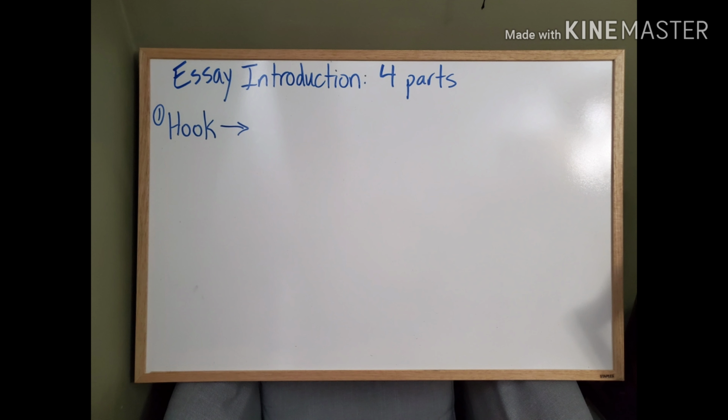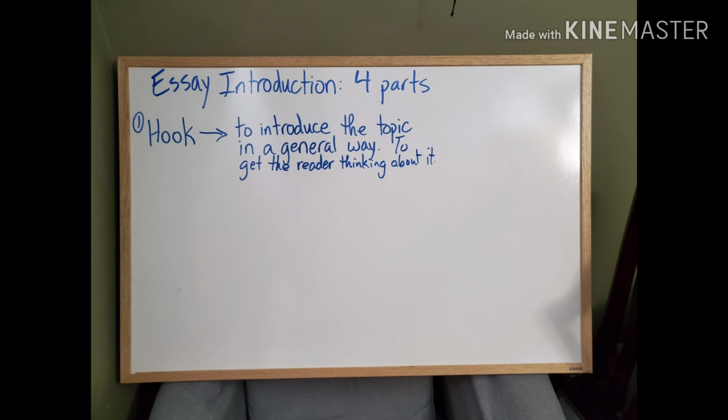As you can see, the first part is called the hook. The hook is the first sentence in the introduction, and its job is to introduce the topic in a general way to get the reader thinking about it. So if you're writing about the causes of pollution, you want the reader to think about pollution.